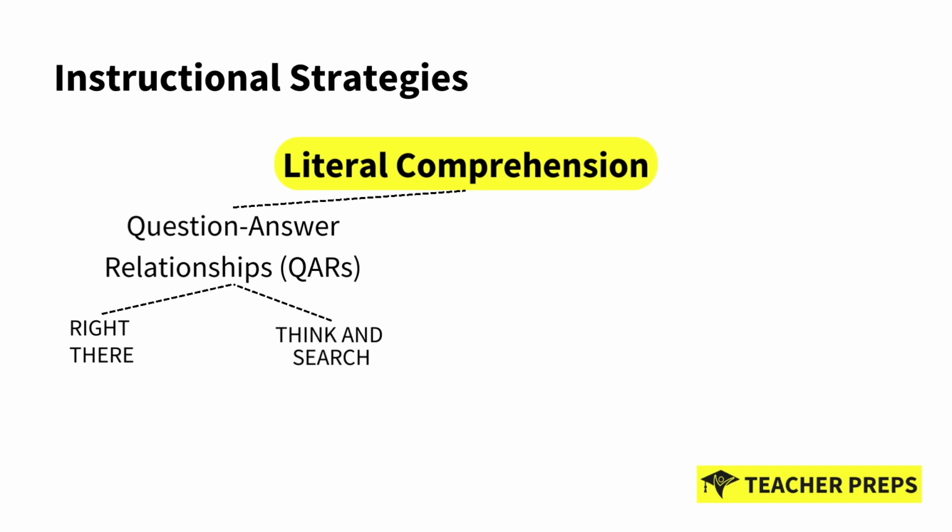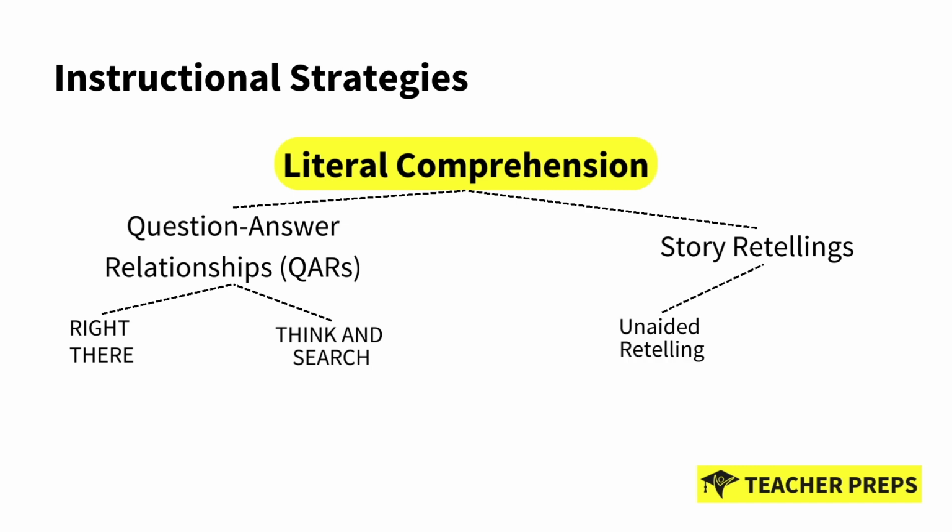The second literal comprehension checking instructional strategy to know are story retellings. This method involves students recalling and describing a text that they've read. This can be such as unaided retelling, also known as free retelling, where students retell the story without any guidance, or aided retelling, where if a student misses a major point during the unaided retelling, the teacher can probe by asking specific questions related to that component.